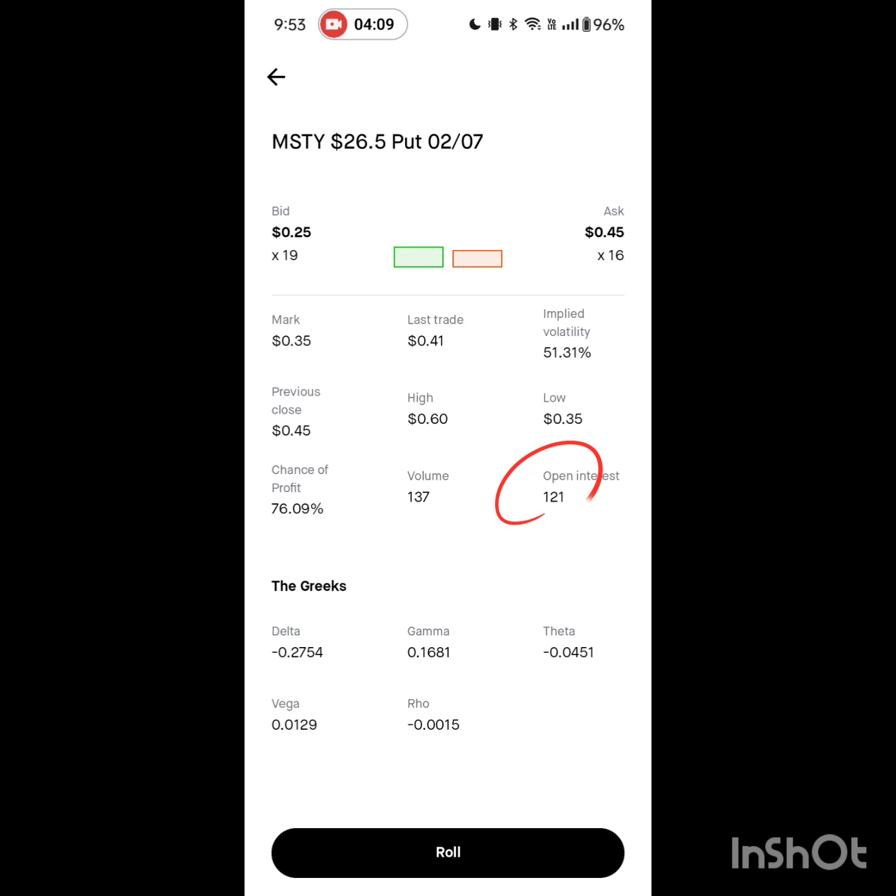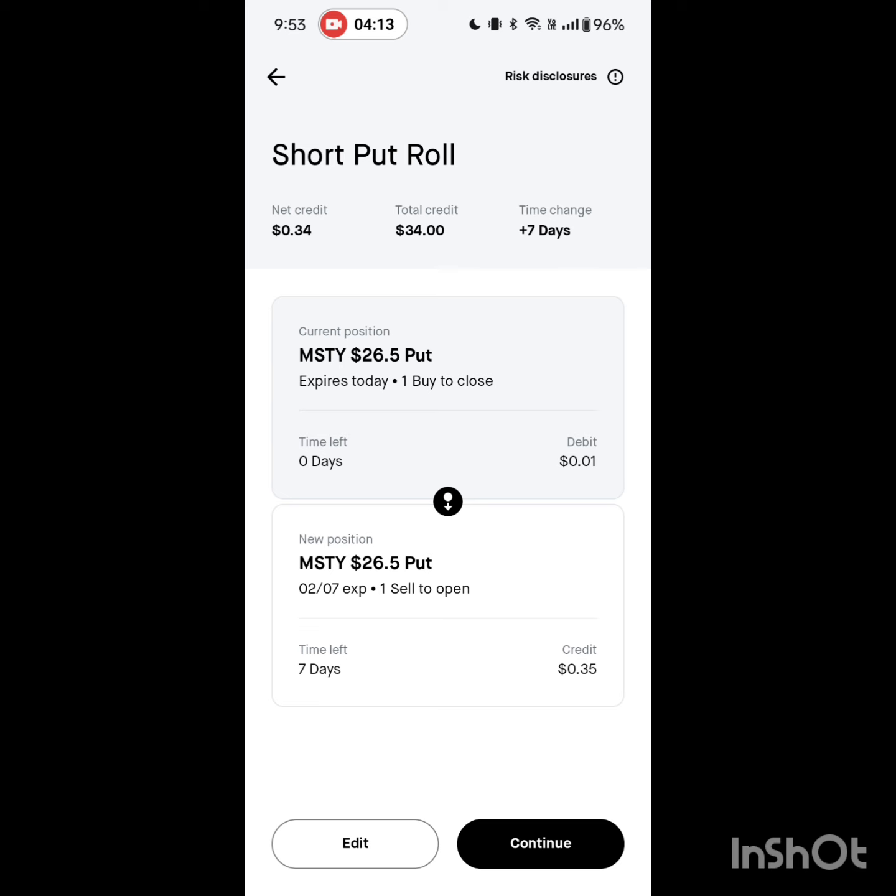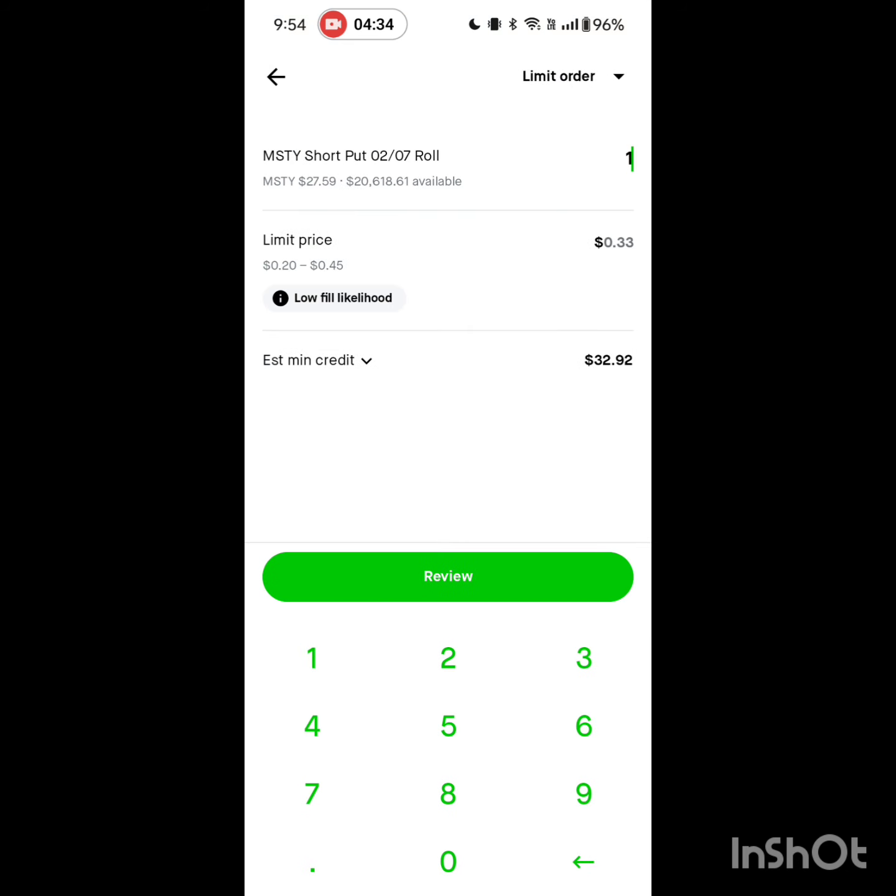The open interest is at 121. Let's roll that baby up, and as you can see right up here, it's going to tell you the total credit is going to be $34. The time change is for 7 more days. Remember, the debit is what you're going to pay to close it, and the credit is what you are going to receive. That's your new premium. If you hit continue, here we go.